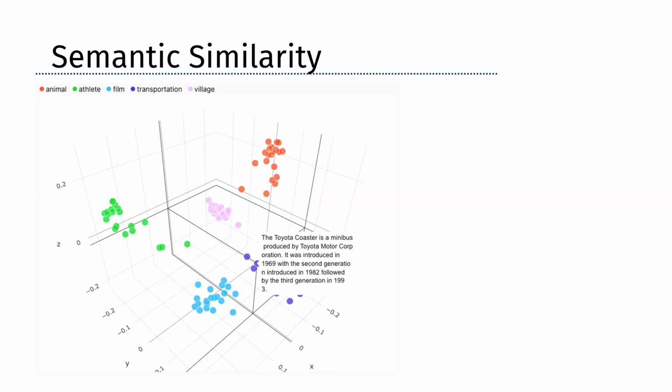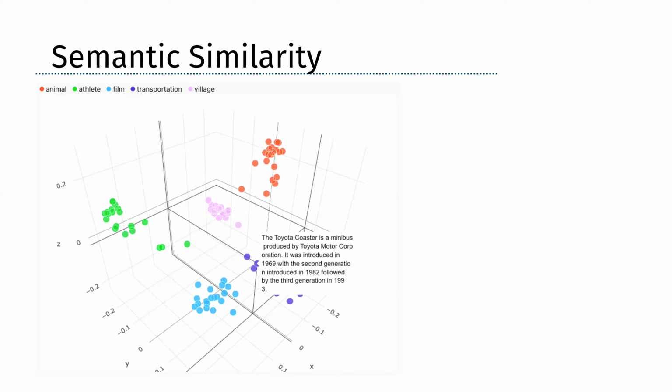For example, we can see that the words related to transportation are clustered here in blue, while athletes in green form a different group. The idea here is the closer the points are in this space, the more related or similar the meanings of the words are. Now think about how this helps the model. When it's trying to figure out the meaning behind a query, it can look at where words fall in this space and understand their relationships, even if they are not exactly the same.